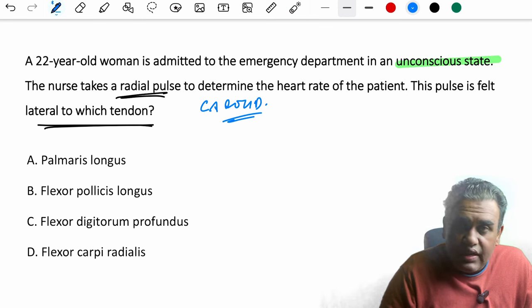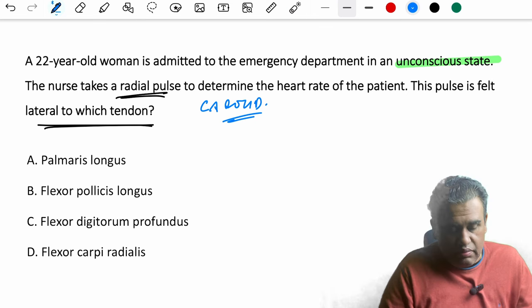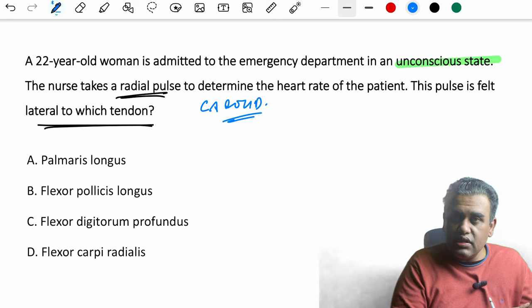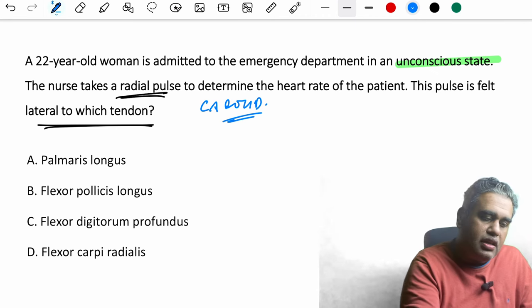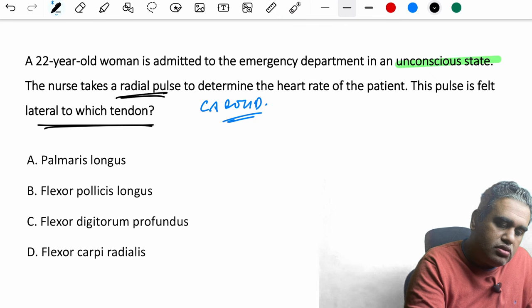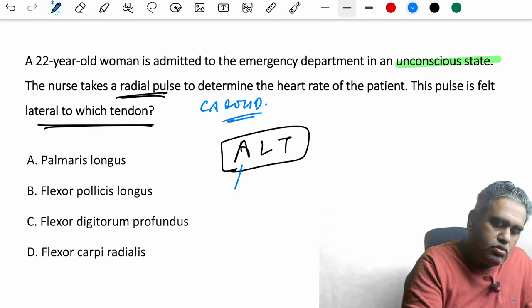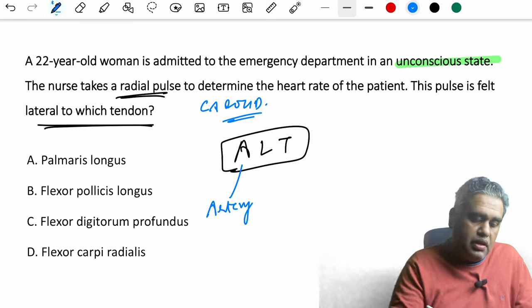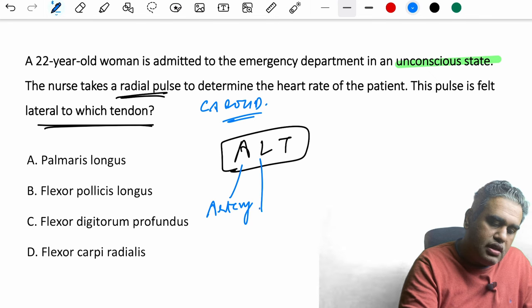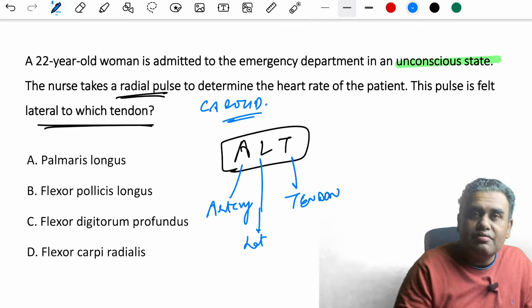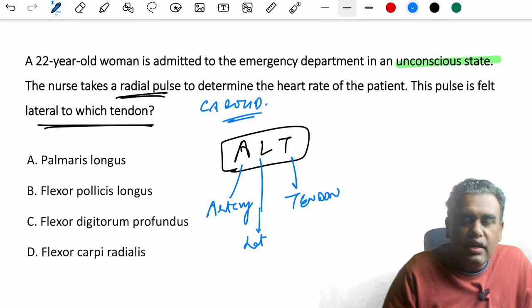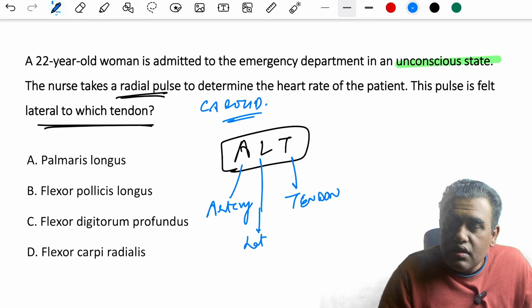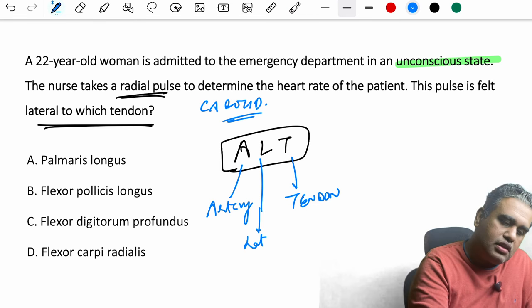Now it is lateral to which tendon? Because you are looking for the radial pulse in the hand, anatomically they asked that the pulse is lateral to which tendon. So remember the mnemonic which I have discussed earlier also, ALT. What is ALT? A refers to the artery in the front of the wrist. The artery lies lateral to, L is lateral to, T the tendon. Simple, ALT yaad rakho. ALT is a button on your keyboard, just remember it like that.